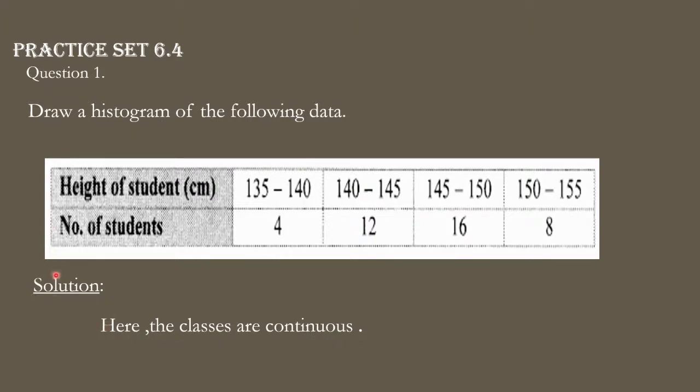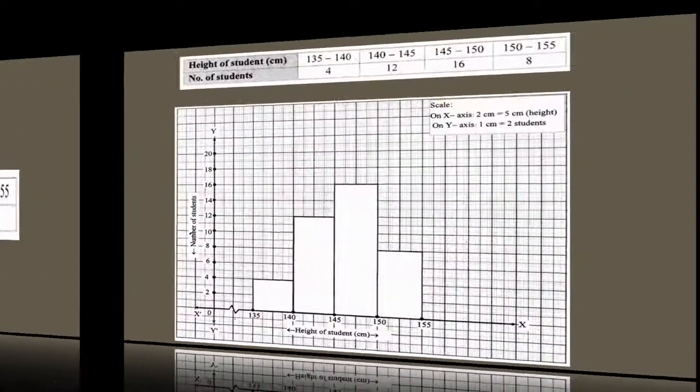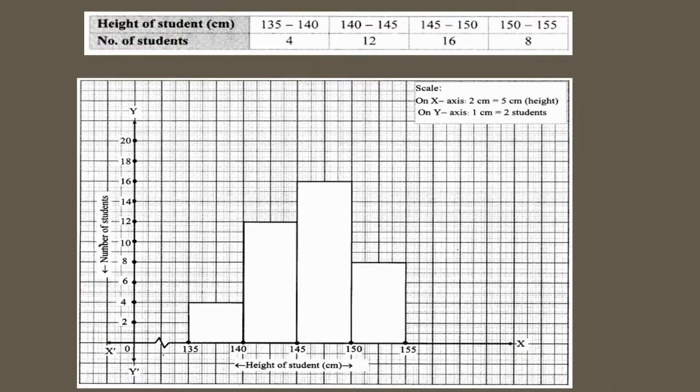And the classes are 135 to 140, frequency is 4. 140 to 145, the frequency is 12. And 145 to 150, the frequency is 16. And 150 to 155, the frequency is 8. Then we have to draw the graph.